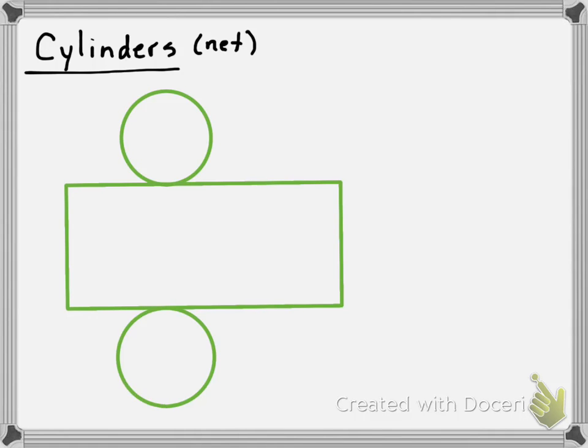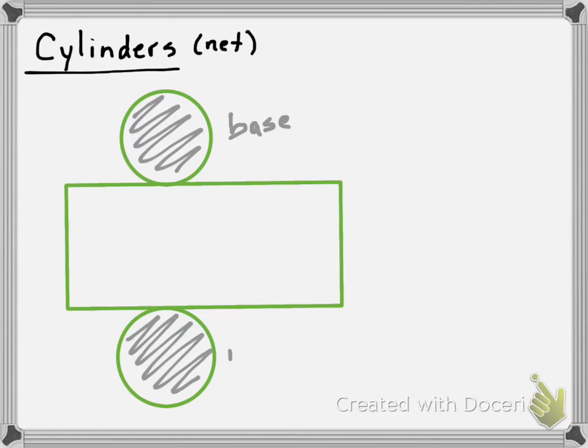Okay, so what about cylinders? Before, we said cylinders were kind of like prisms. Well, are they still going to be like prisms? Okay, well, let's see. First, we've got our base on the top and our base on the bottom. Okay, and we've still got our height multiplied by whatever number this would be.